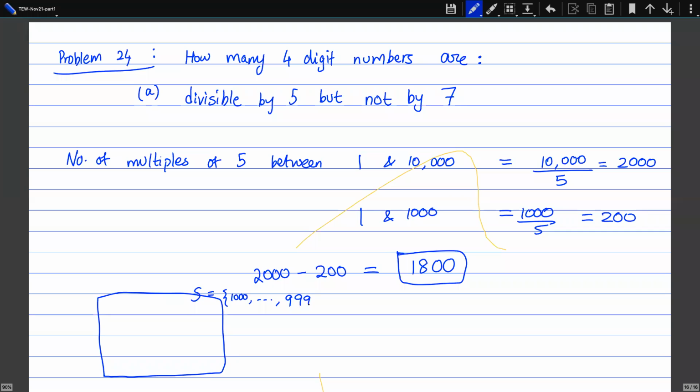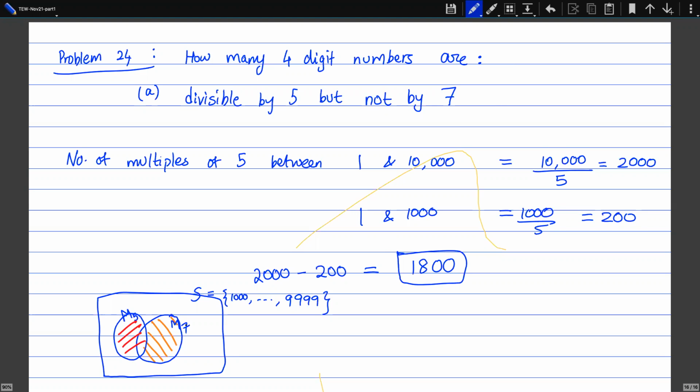Sorry, 499. And among these, you have numbers which are divisible by 5, right? This is M5, multiples of 5. Then you have multiples of 7. Okay, so you know how many there are in each set. I know how many multiples of 5 there are, and I know how many multiples of 7 I have. Right? So these two sets, I know their cardinalities.